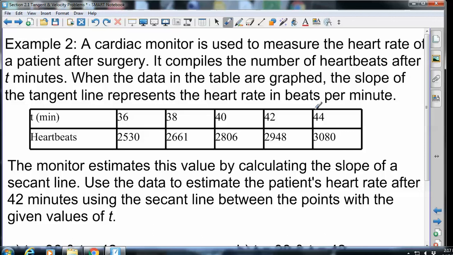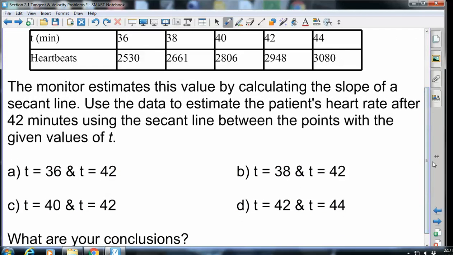Let's go ahead and do this one. So a cardiac monitor is used to measure the heart rate of a patient after surgery. It compiles the number of heartbeats after T minutes. When the data in the table are graphed, the slope of the tangent line represents the heart rate in beats per minute. The monitor estimates this value by calculating the slope of the secant line. Use the data to estimate the patient's heart rate after 42 minutes, using the secant line between the points of the given values of t.